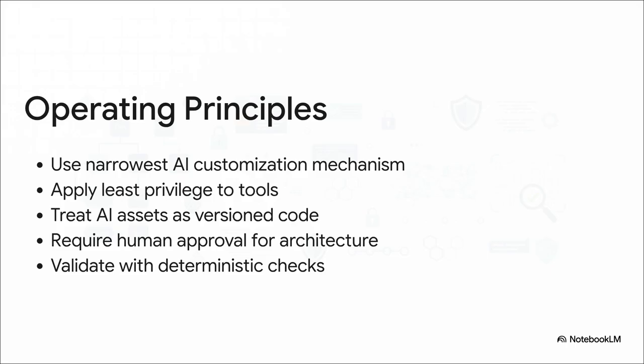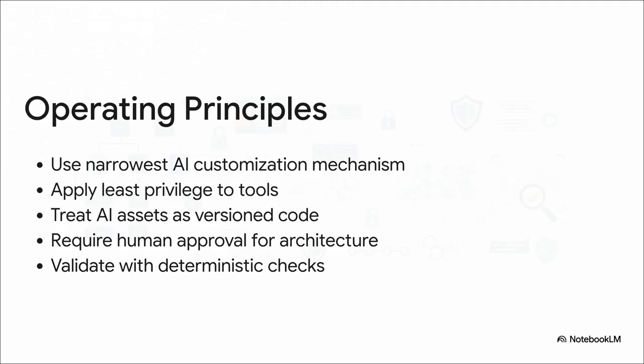So these are the foundational rules of engagement that govern this entire framework. And the most crucial point here, the absolute non-negotiable, is that prompts, agents, and instructions must be treated with the exact same rigor as your production infrastructure code. This isn't just about casually chatting with a bot anymore. This is about treating AI customization as version-controlled engineering assets.